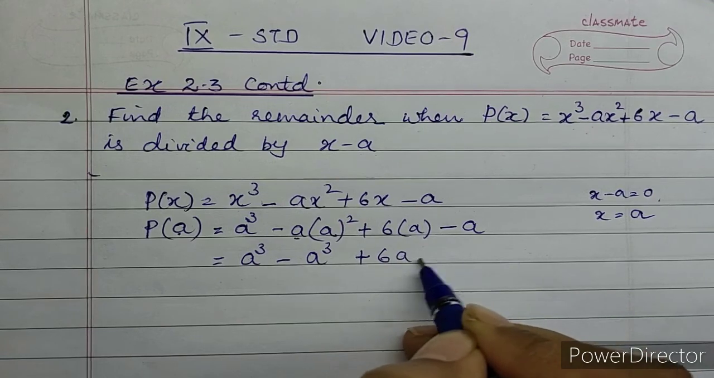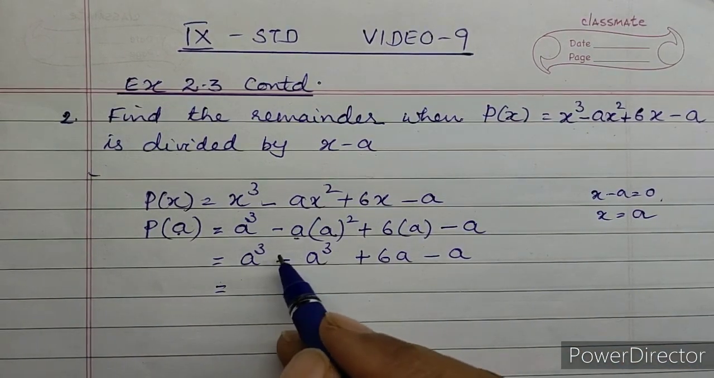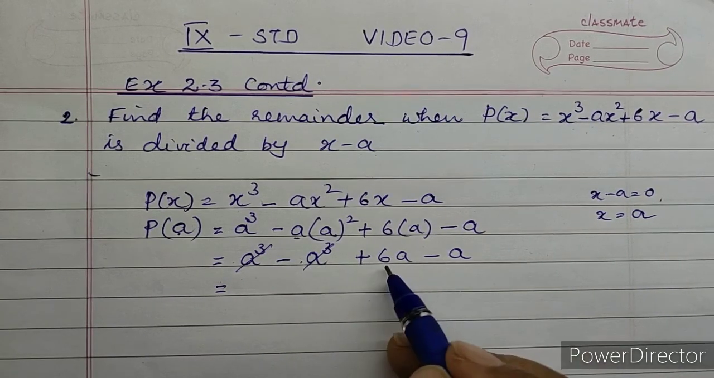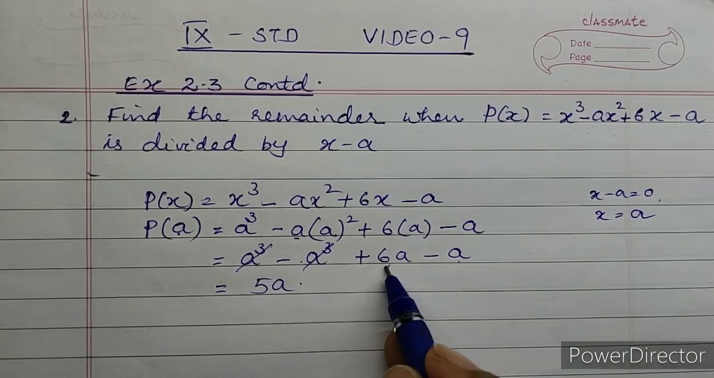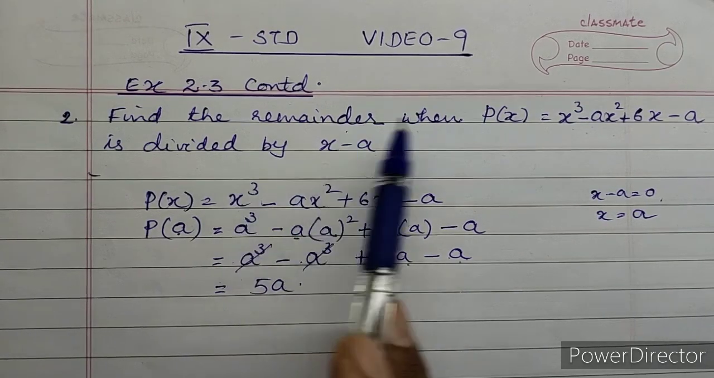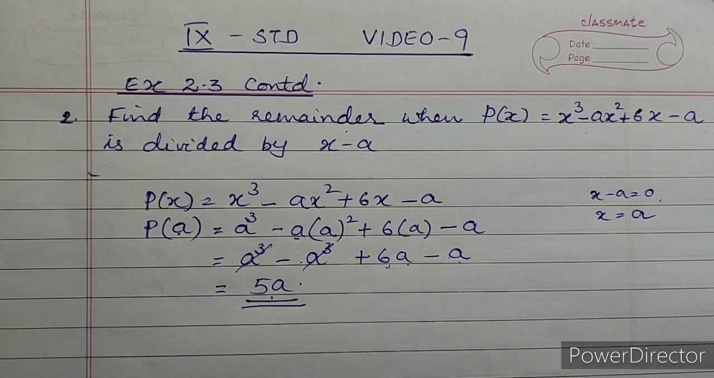That is equal to a cube minus a into a square, it is a cube again, plus 6a minus a, which is equal to a cube, and the a cube terms you can cancel, both of different sign. So 6a minus a, 6a minus 1a, it is 5a. So by the remainder theorem, the remainder of this sum is 5a. So that is the answer. Hope you understood, children.